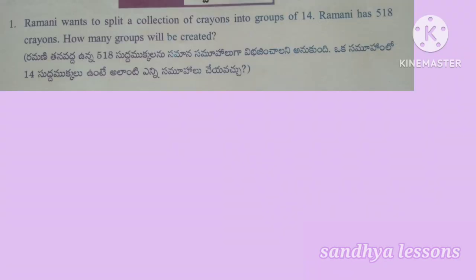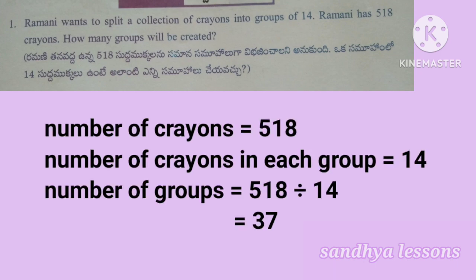Self-assessment. First problem, Ramani wants to split a collection of crayons into groups of 14. Ramani has 518 crayons. How many groups will be created? Solution. Number of crayons is equal to 518. Number of crayons in each group is equal to 14.